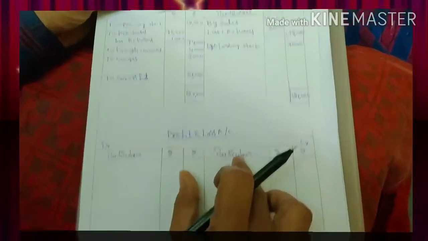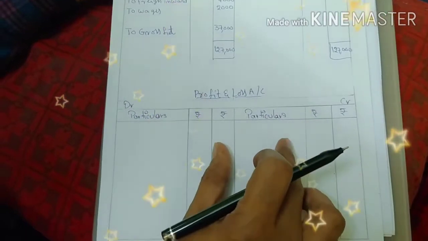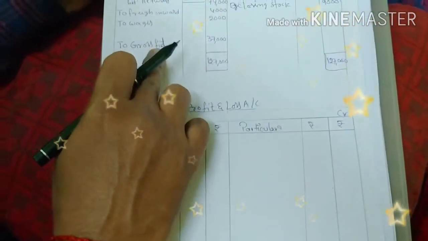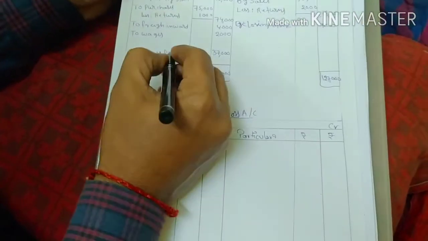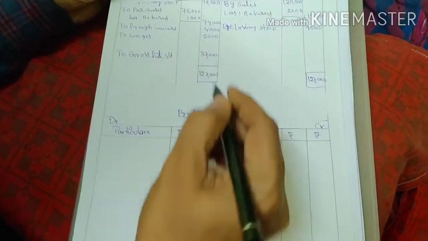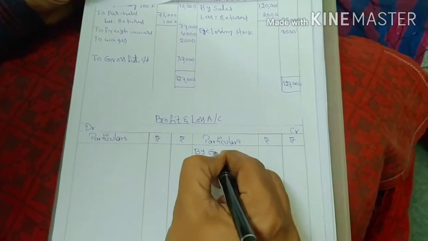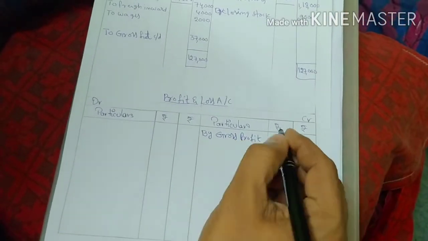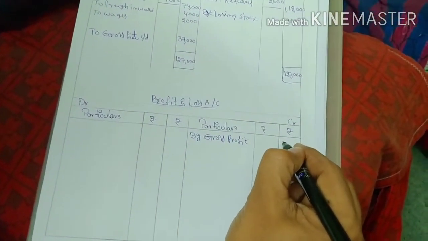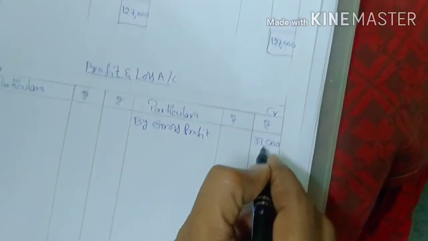We are going to prepare the profit and loss account. So at the initial stage, gross profit needs to be brought down. Here, carry down, here by gross profit, that means 37,000 rupees.